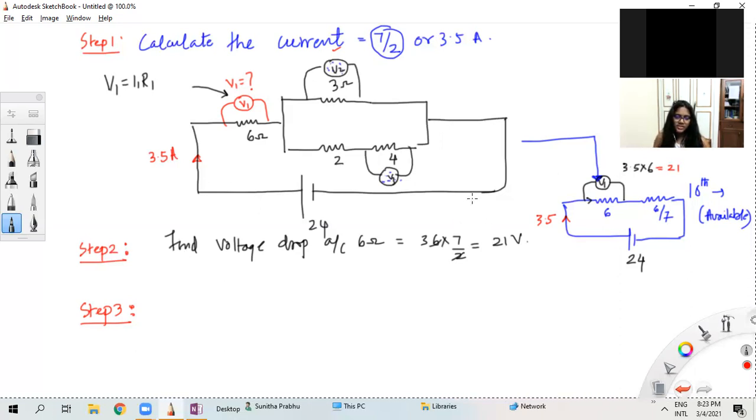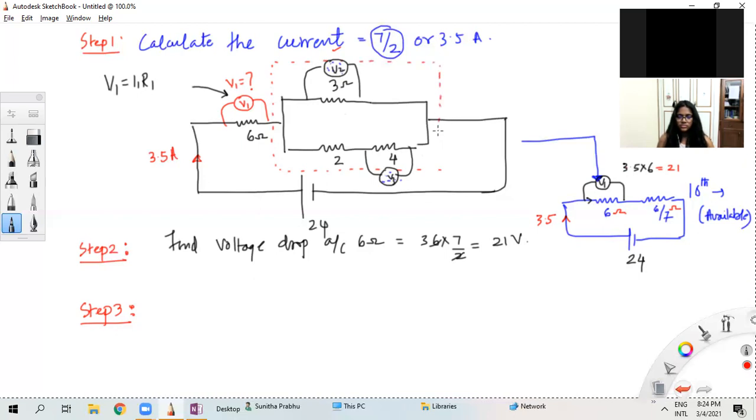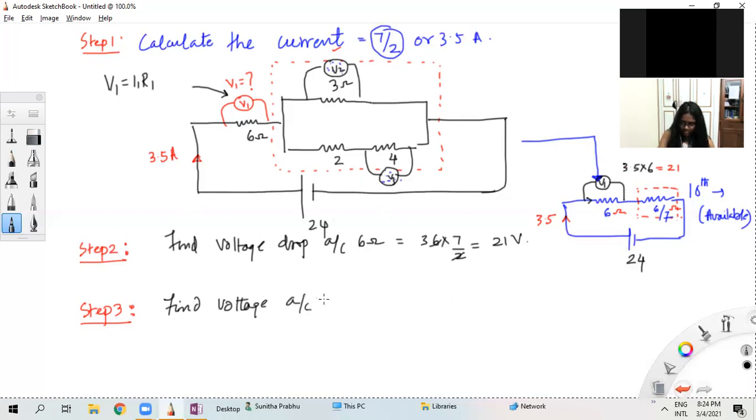Because it becomes a parallel circuit, you have to use the parallel circuit formula. See, listen. So this is 6 ohm, this is 6 by 7 ohm. These two are in series, no? And we know that this 6 by 7 is nothing but this entire parallel block. This parallel block, whose effective resistance is 6 by 7, and this 6 ohm are in series, isn't it? So what we can now do in step number 3 is find voltage across parallel block.